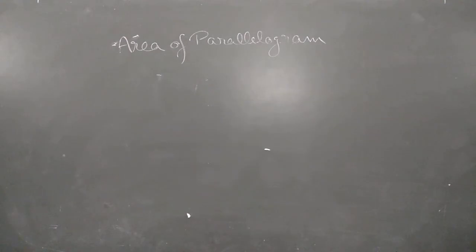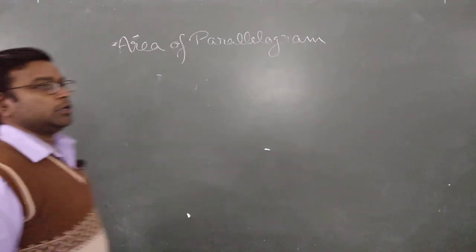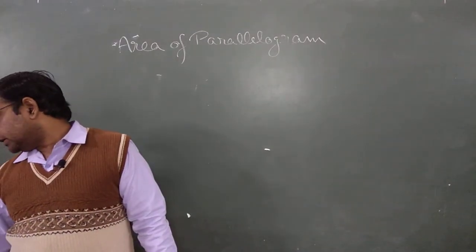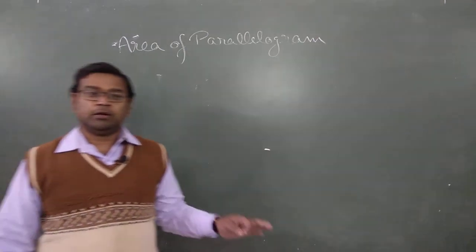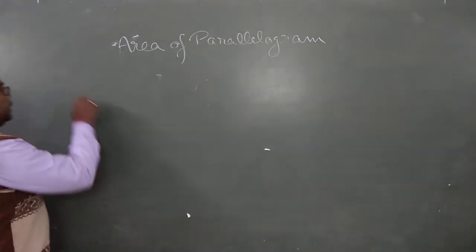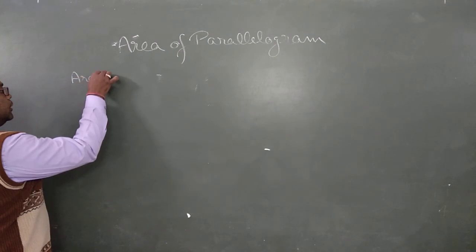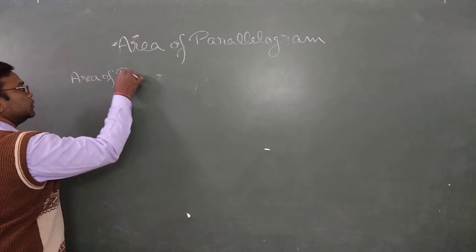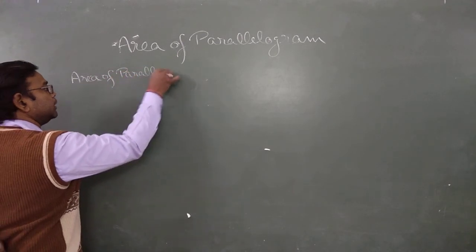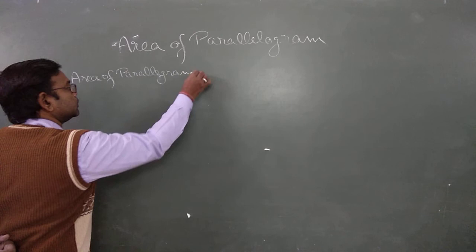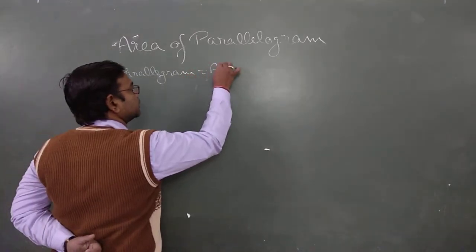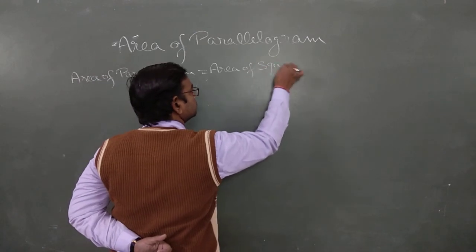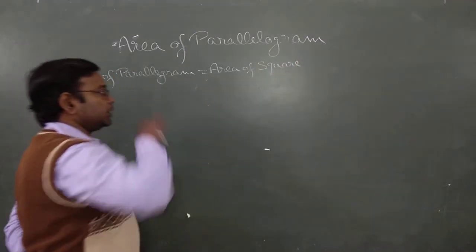Now we have one interesting question. In this book it is given that area of parallelogram and square are the same. Area of parallelogram equals to area of square. It is given to you that area of parallelogram equals to area of square.